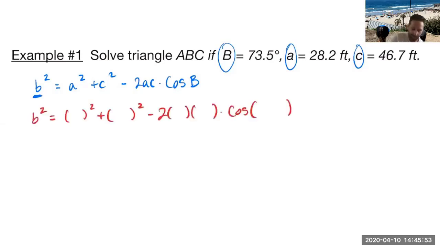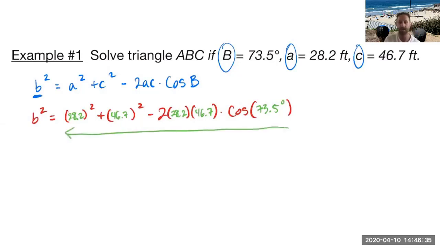The A they gave us was 28.2, which will both go there and there. The C, which is 46.7, which goes in those two slots. And then my angle B, which is 73.5 degrees. All I got to do is a big, nasty calculation with this, and be very, very careful. If you try to do all this in one, remember, calculators can only calculate. Computers only compute. They cannot think for you. They will do the order of operations in the order that you put this in. So my suggestion to you is to work this from right to left.